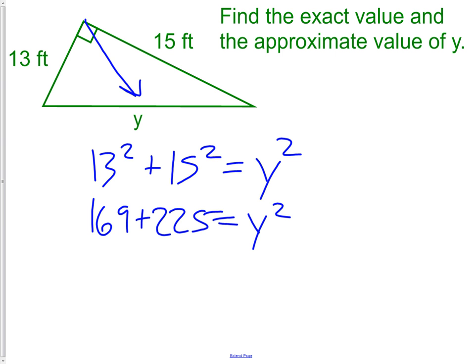Now we need to figure out what it means when it says the exact answer and the approximate answer. Right now we have 394 equals y squared. The approximate answer would be to get out your calculator and hit the square root of 394. We'll round this to 2 decimal places and see that the approximate answer is going to be 19.85.